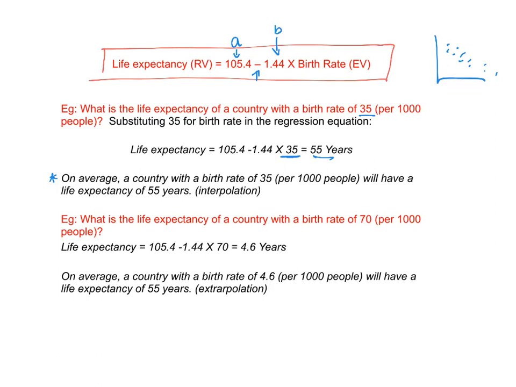What is the life expectancy of a birth rate of 70? So we work it out. If you have 70 births per 1,000, your life expectancy ends up being 4.6 years. Now, does that sound realistic? No. So can you see that when we tested outside an extreme range, something went wrong?